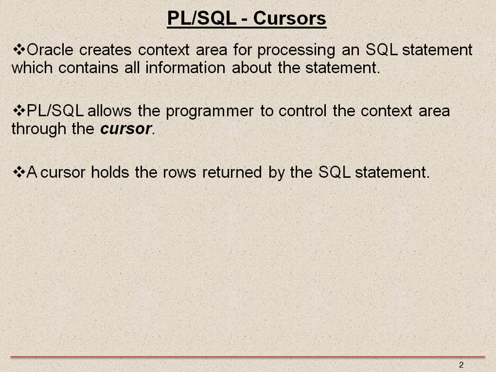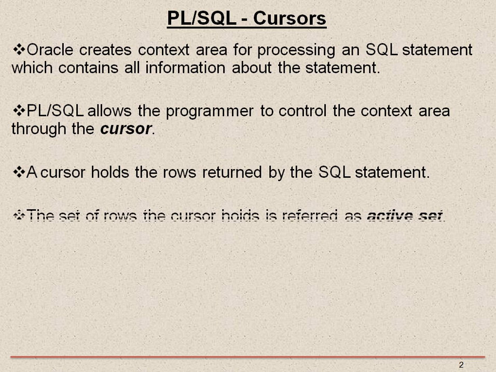Then, a cursor holds the rows returned by the SQL statement. When we fire a select query, it can return a single row or multiple rows, and these rows are held by the cursor. The set of rows the cursor holds is referred to as the active set. How many rows that particular cursor holds is known as the active set, or sometimes the active data set.